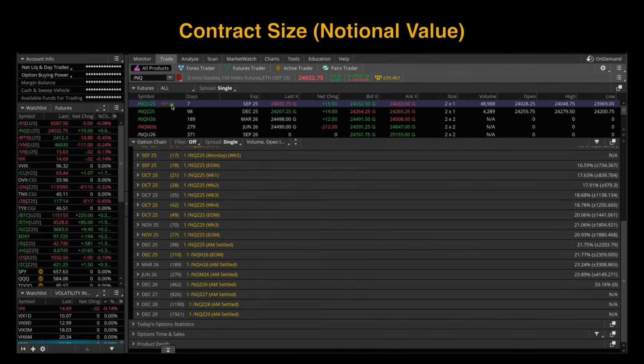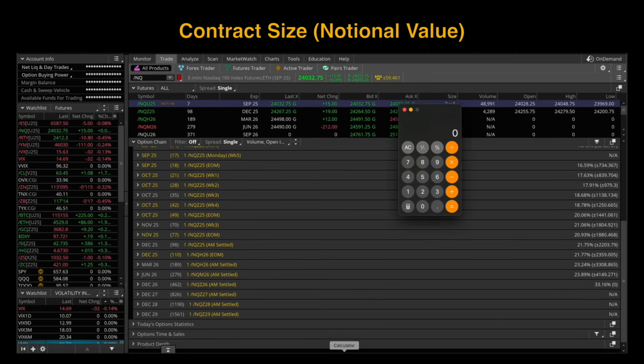So let's hop into the Thinkorswim trading platform here and check out /NQ. I have NQ populated in the trade tab here, and the current price of the index is 24,032.50. In order to calculate the notional value, let's multiply that times the contract multiplier of 20, where we get a contract value of $480,650.